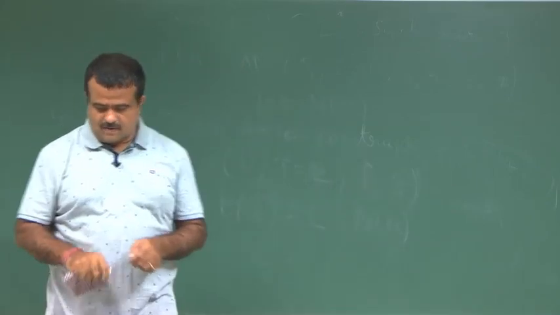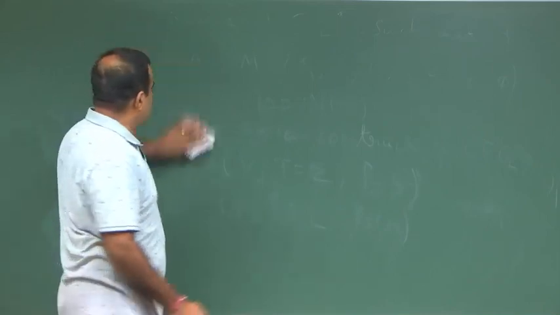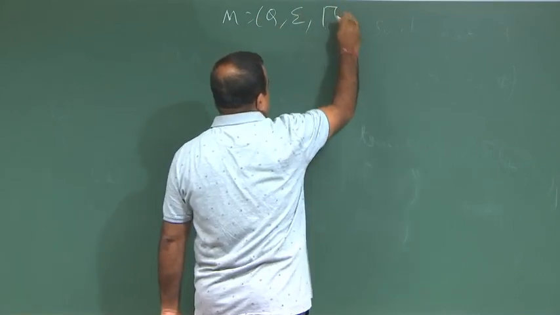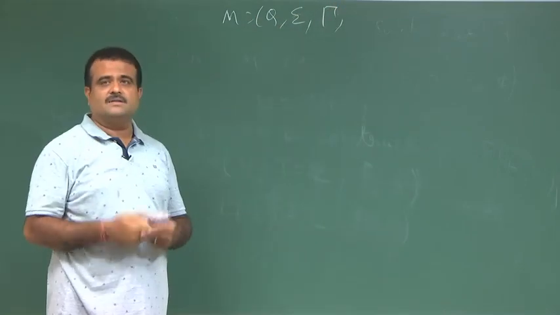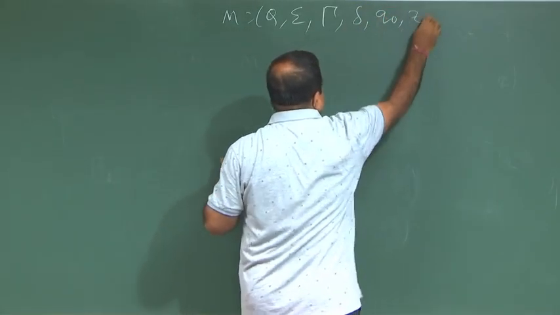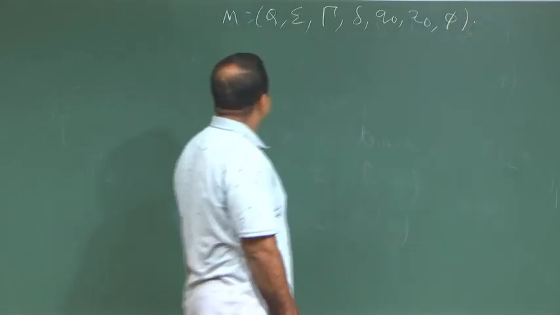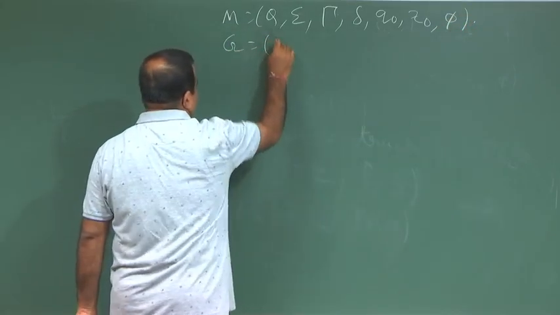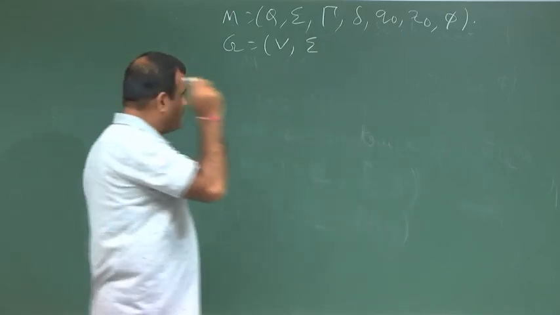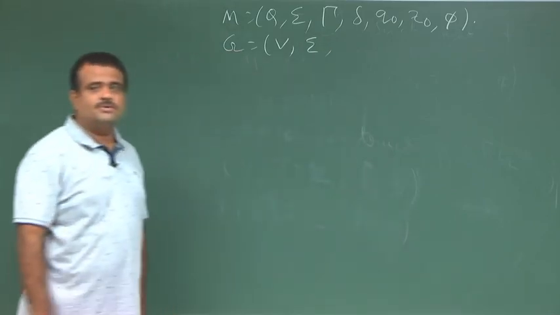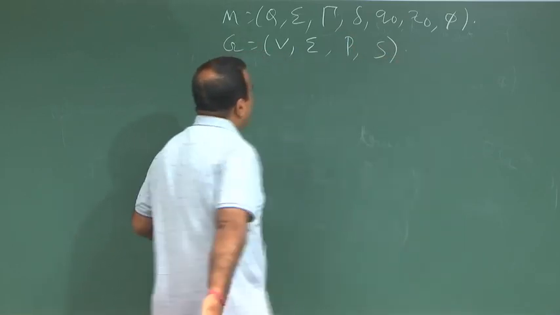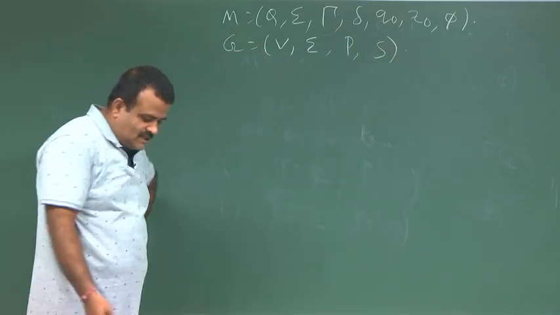Okay, so let us try to construct a grammar. We have given this Q, sigma, this is the stack symbol, we have delta, Q 0, Z 0, phi. Now we define a grammar G, which is V, then sigma, our terminal symbols, then we have P, and we have S. S is the starting state.